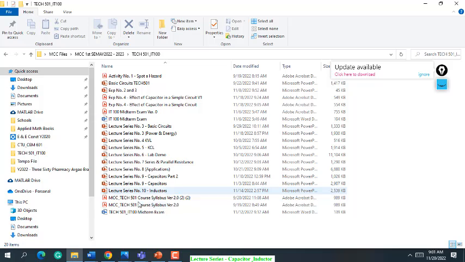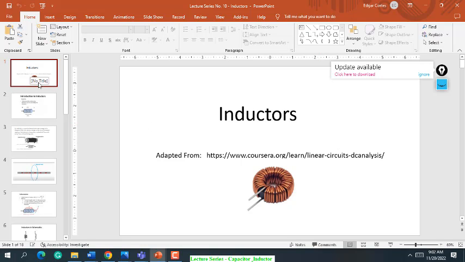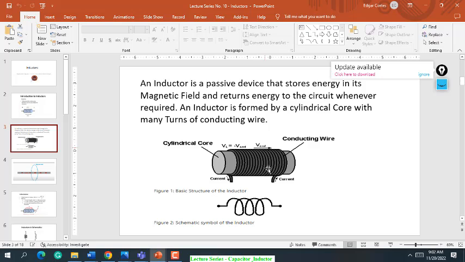Inductor, okay. So inductor, capacitor. What is an inductor again? In our discussions of inductors, we understand the relationship between current and voltage of the inductor. An inductor is a passive device. Capacitor also is a passive device. An inductor is a passive device that stores energy in its magnetic field and returns energy to the circuit whenever required.